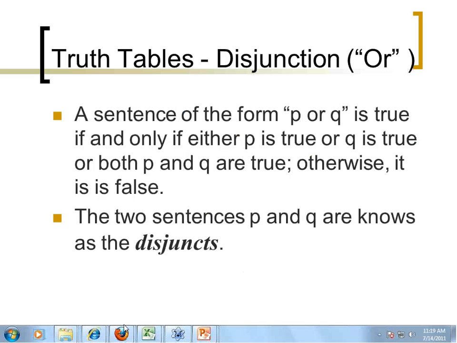A sentence in the form P or Q is true if and only if either P is true or Q is true, as Romain explained to us a while ago, or both P and Q are true, otherwise it is false. So, in the words of Romain, just as long as one condition is true, then the result will be true. The two sentences P and Q are known as disjuncts, and hence we get the word disjunction for the OR truth table.